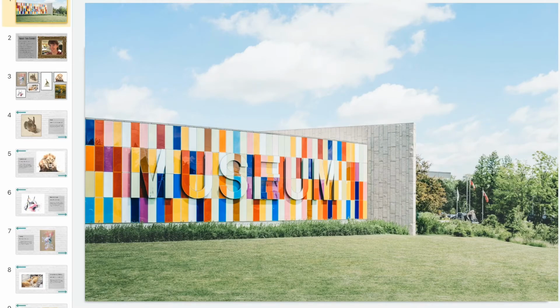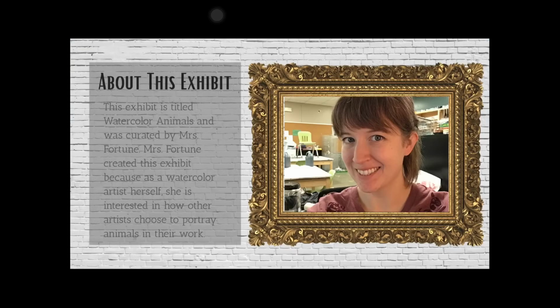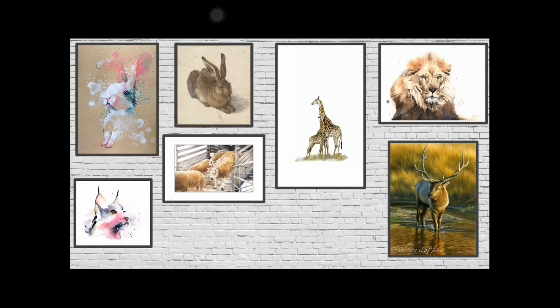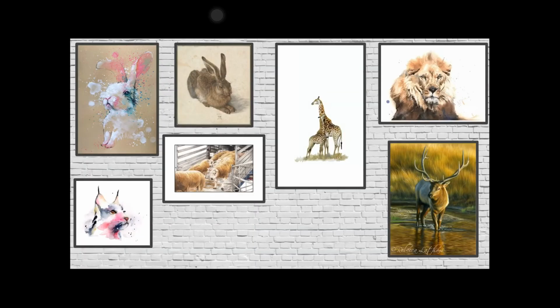All right, so I have finished the rest of this off camera and I'm going to show you my presentation now. So I'm going to click present. All right, so again, there was nothing here that you needed to do. Then here I have typed about this exhibit with my photo of myself. And then I have all of my paintings here that I chose to feature in my exhibit. You can see them all. They are all linked to the different pieces.